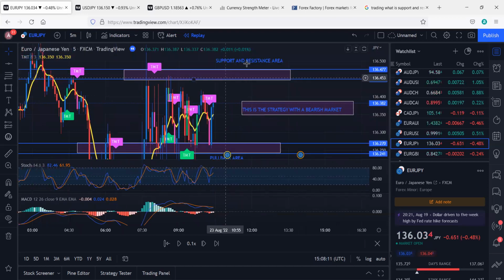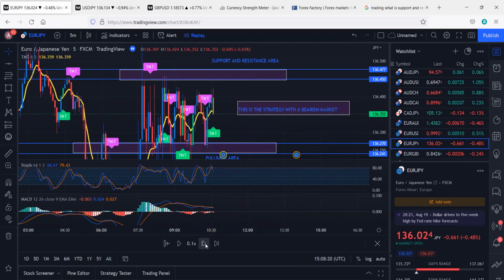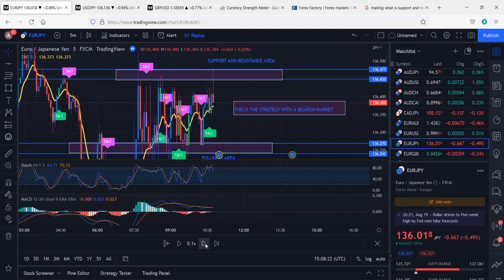Now, let's see what will happen if it reaches my support resistance. Let's go further ahead into the future. Okay, all right.